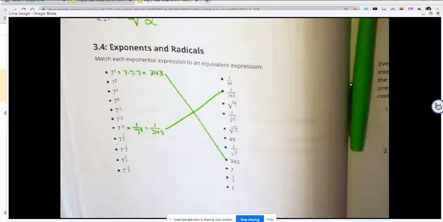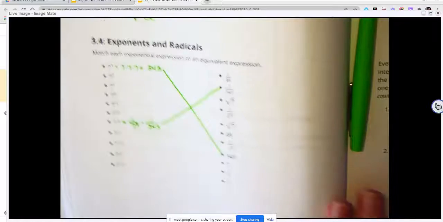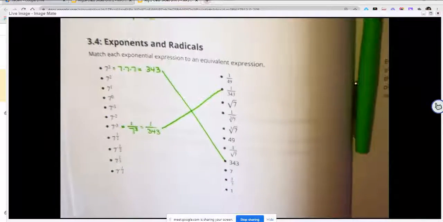I see some people making some great matches and some people who are still finding their way, and that's all right. This is our first time looking at some of these.